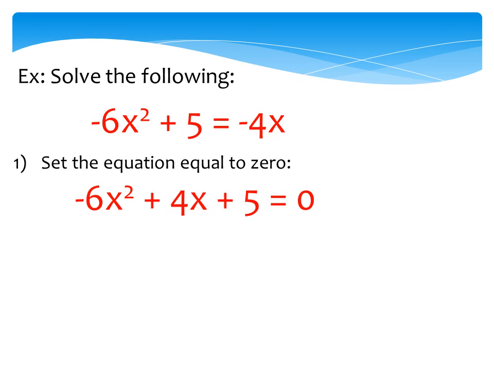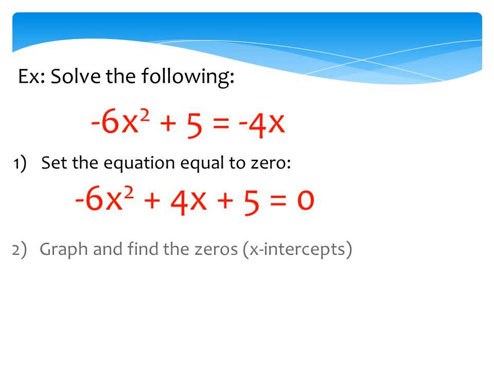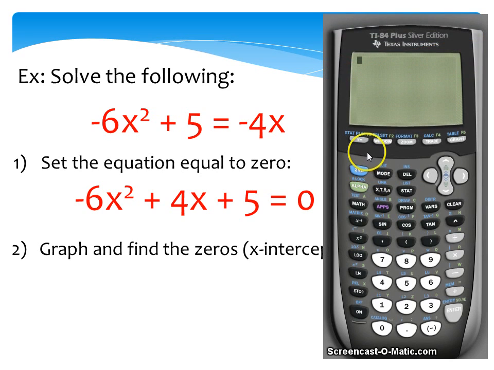So putting it in standard form on the left-hand side, we get negative 6x squared plus 4x plus 5 equals 0. Once we set it equal to 0, again, like last time, we need to graph it and find these zeros, find these x-intercepts. So again, on the calculator, we're going to go to y equals. We're going to plug in the equation, negative 6x squared plus 4x plus 5. We're going to go to our standard viewing window, so zoom 6.